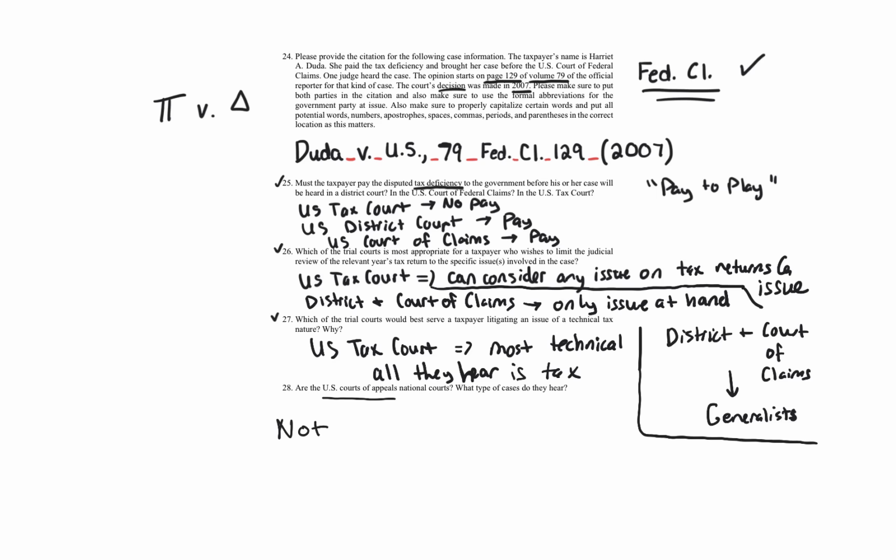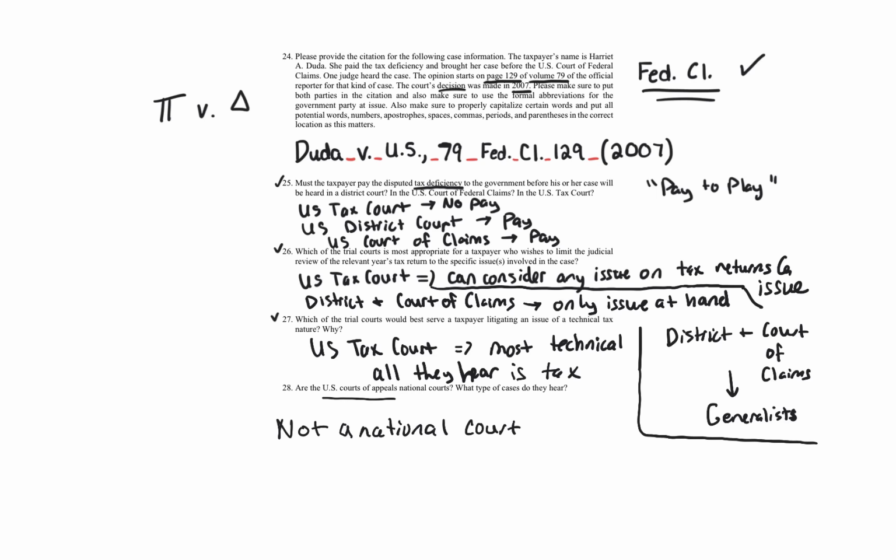Again, a national court would be something where there's one specific district, one specific circuit. There's multiple circuits in the U.S. Circuit Court of Appeals, so it's not a national court. There's a lot of different circuits. I'm going to go through them.